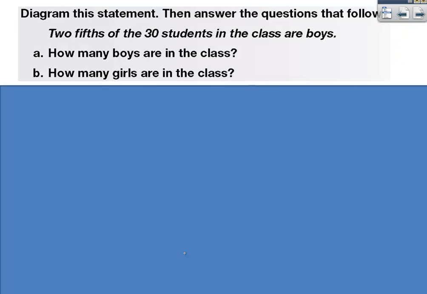Okay, so diagram this statement and then answer the questions that follow. 2/5 of the 30 students in the class are boys. See if you can do this on your own now without my help.